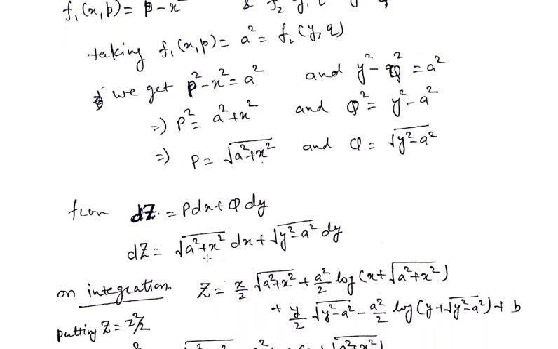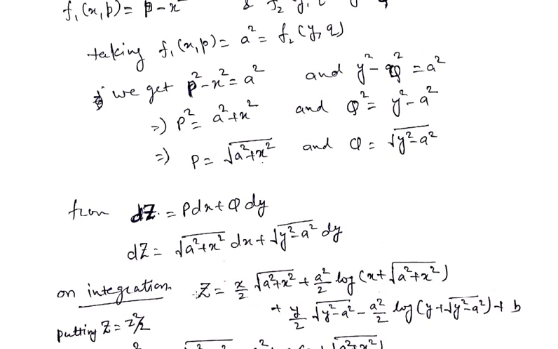We get dz equals square root of a square plus x square dx plus square root of y square minus a square dy. Now we will integrate it, and as we know, the integration of root of a square plus x square with respect to x is x by 2 square root of a square plus x square plus a square by 2 log of x plus root of a square plus x square. Similarly, the integration of square root of y square minus a square with respect to y will be y by 2 square root of y square minus a square minus a square by 2 log of y plus square root of y square minus a square, plus b, which is an arbitrary constant. So capital Z equals this expression.